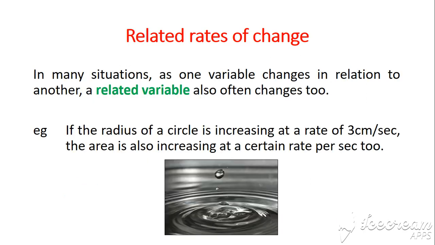In many situations, as one variable changes in relation to another, a related variable also often changes too. For example, we can imagine a circle that's increasing in size. We know that the radius of the circle is increasing, say for example at a rate of 3 centimeters per second. We also know that the area is also increasing at a certain rate too. So the area is that related variable that is related to the radius changing per second.